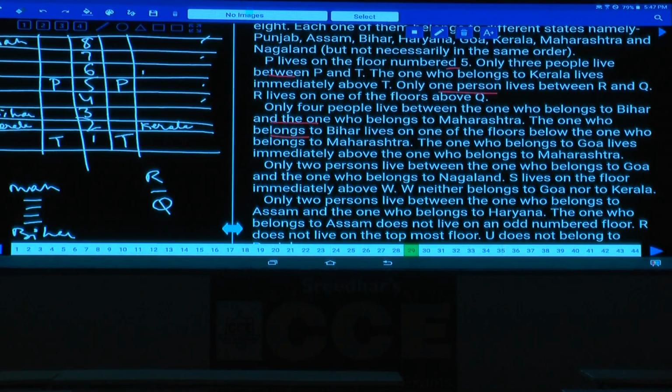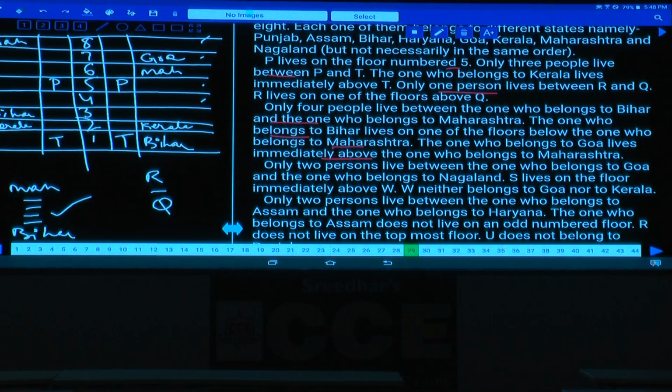If Maharashtra is on the 6th floor, the 7th floor is not possible because the 2nd floor Kerala person is already there, and this Bihar must be here. There are 2 possibilities to this. Then we have taken this information, and the one who belongs to Goa lives immediately above the one who belongs to Maharashtra.